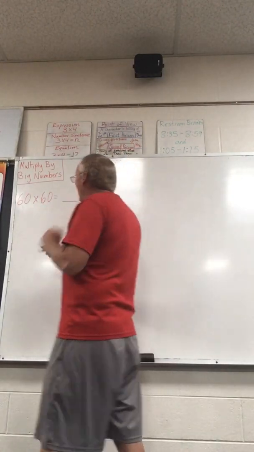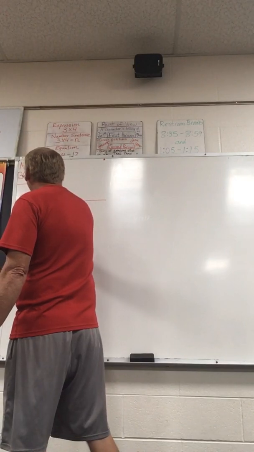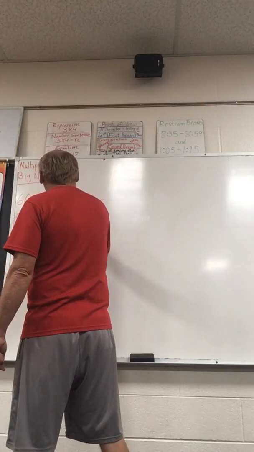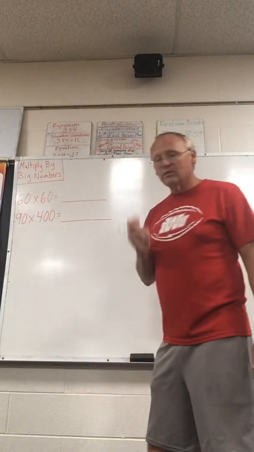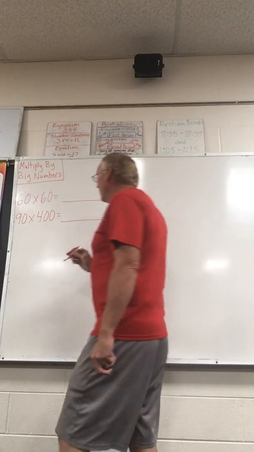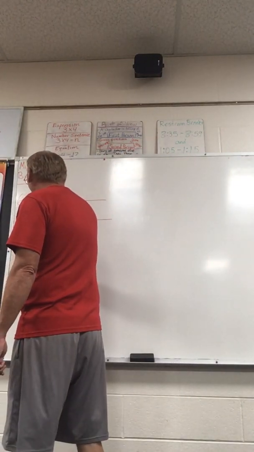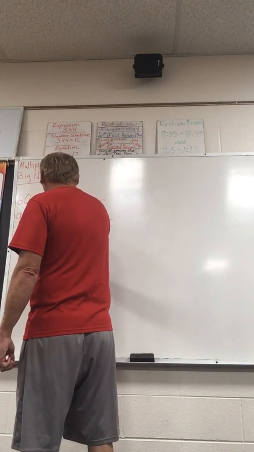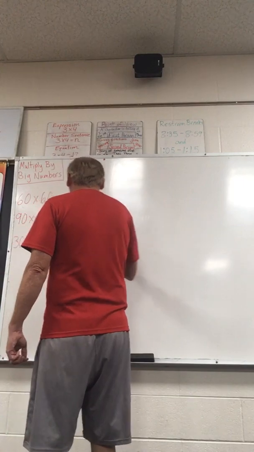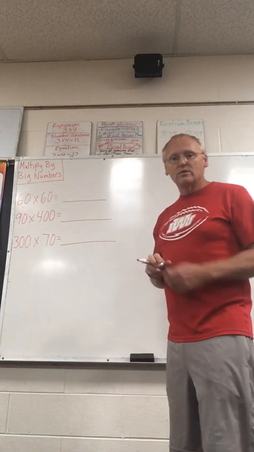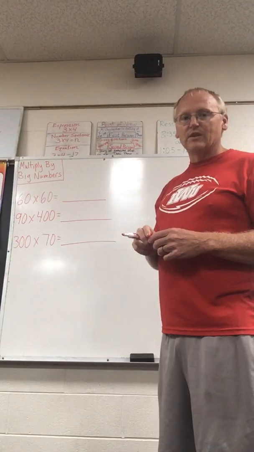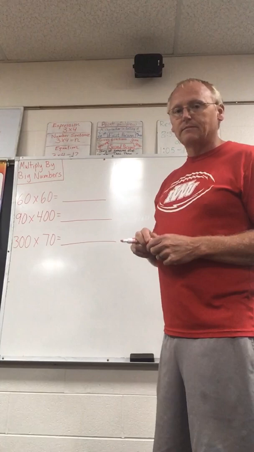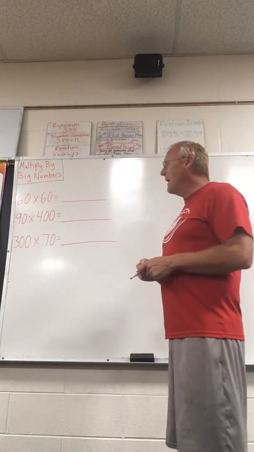Go ahead and start with that one. And then we will try 90 times 400. And then the third one I want you to work on will be 300 times 70. Okay, so go ahead and work on those. So what you'll want to do at home if you're watching this is click pause. And then when you come back, you can see if you did it correctly. Okay, so now you should be back.